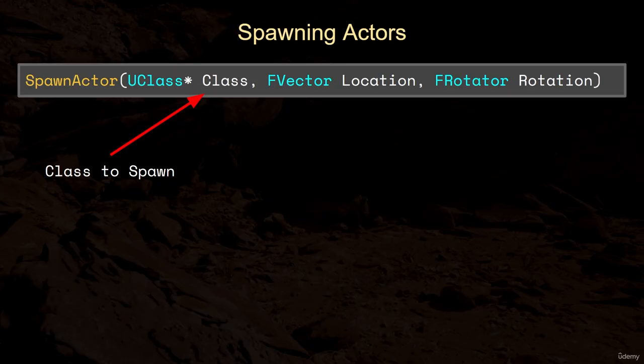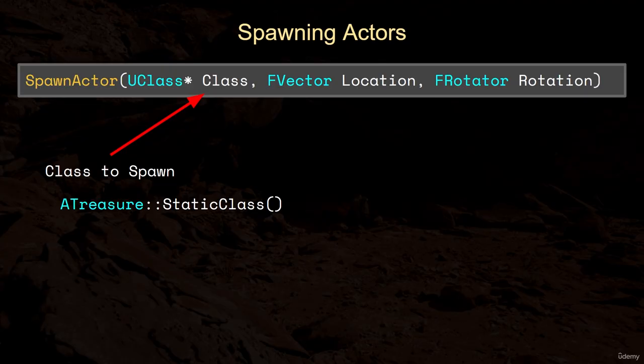Now, if we're passing in a UClass and we just want a regular C++ class, then we can always satisfy a UClass input parameter by taking any class that's derived from the UObject class and calling its inherited StaticClass function. StaticClass will return a UClass pointer that represents the type of that class.